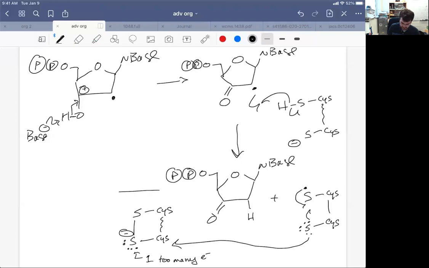So what we're going to do is an SET reaction, which is a single electron transfer. So I'm going to pick up that radical. I'm going to show it with an arrow. Is that what I should do? I'm just checking the book.